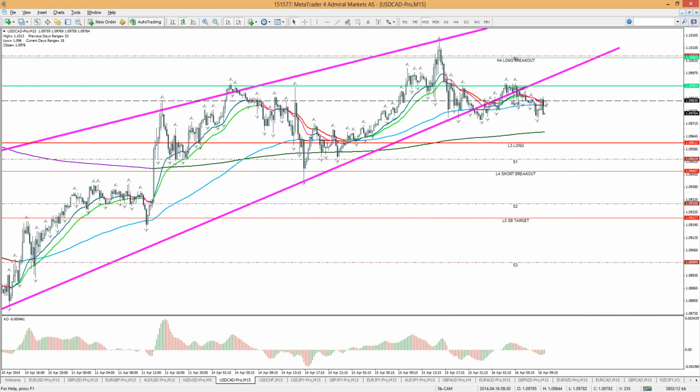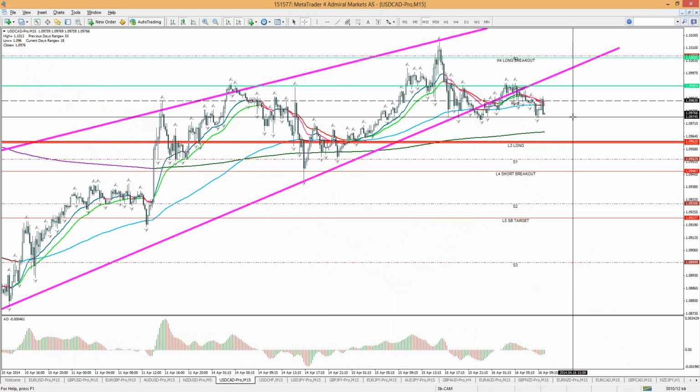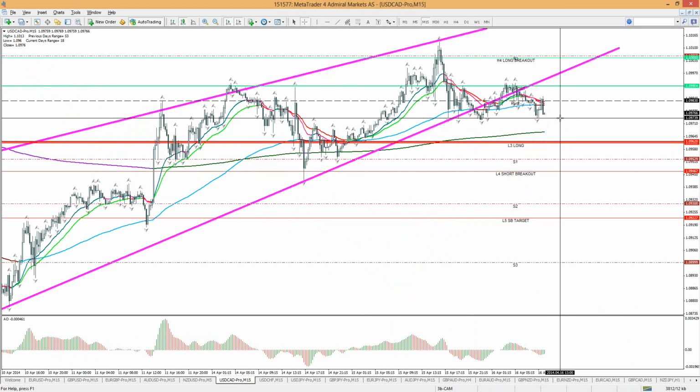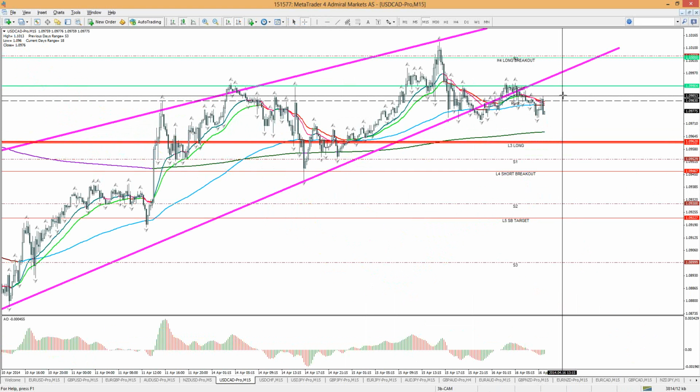So let's take a look. We have a pivot point already broken. Let's see, where's yesterday's low? Yesterday's low is about at the L3 long. So how much space do we have to yesterday's low and L3 long? Upon the break here, we have 12 pips. Break of this fractal is 12 pips, versus about a 12 reward.